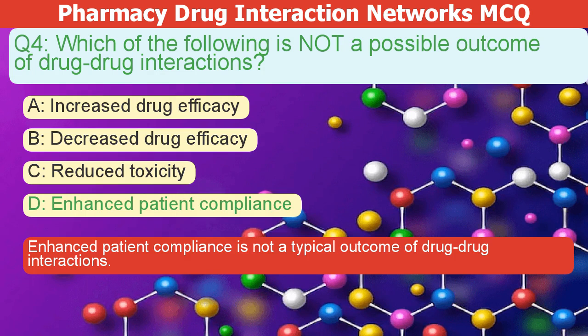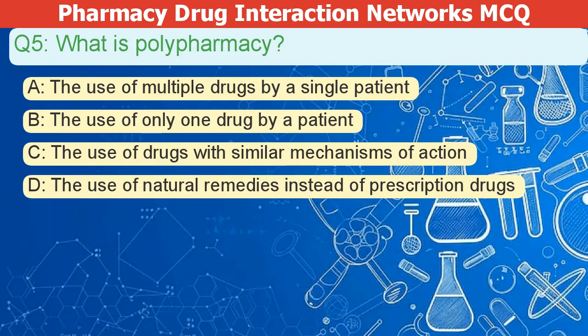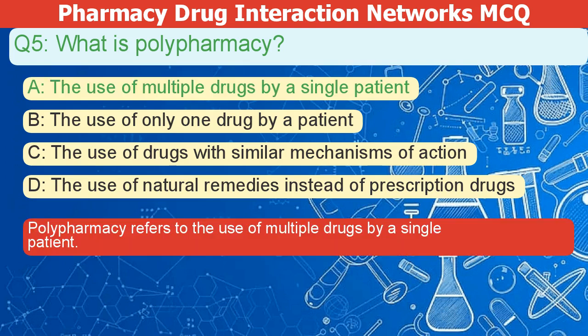Enhanced patient compliance is not a typical outcome of drug-drug interactions. What is polypharmacy? A. The use of multiple drugs by a single patient. B. The use of only one drug by a patient. C. The use of drugs with similar mechanisms of action. D. The use of natural remedies instead of prescription drugs. The correct answer is A.